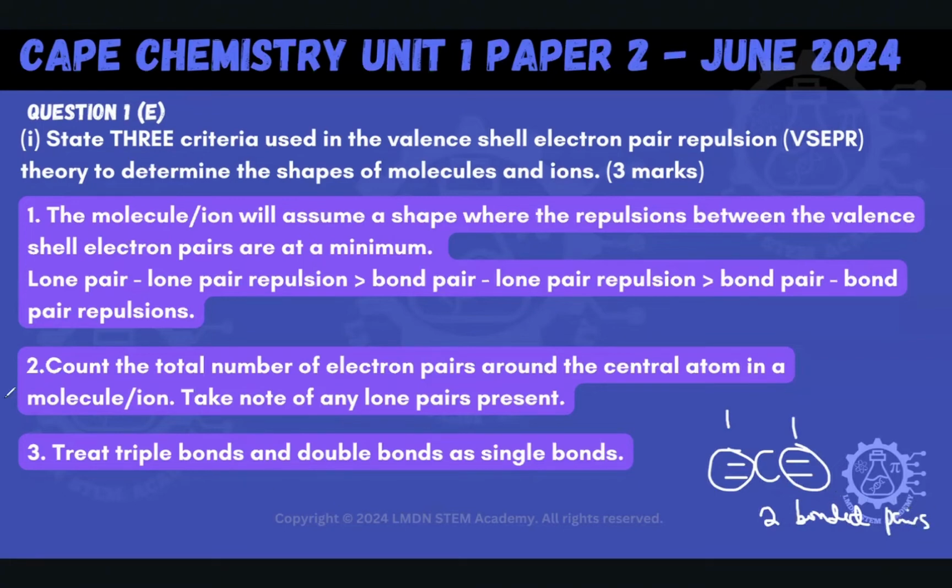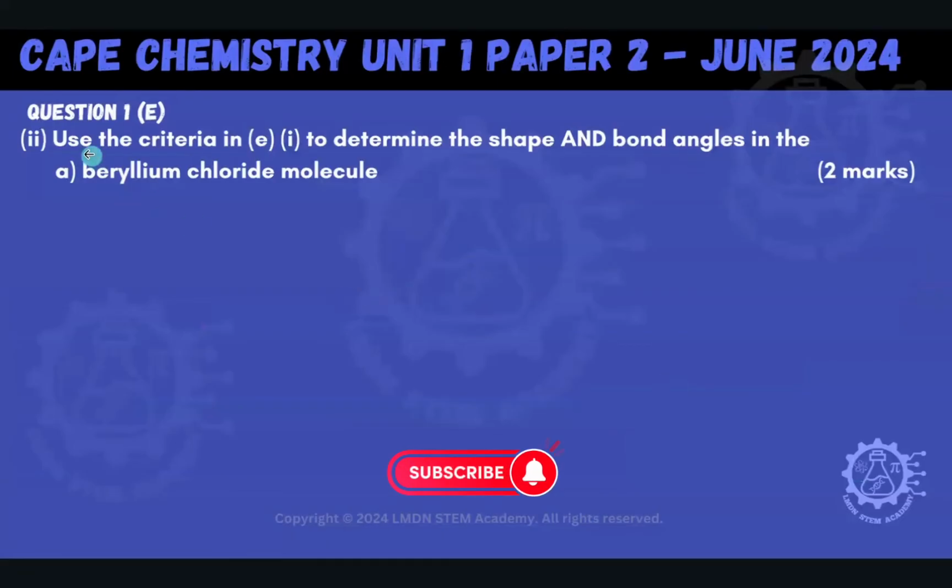All right, so let's go ahead now and see what else is being asked of us here. It says use the criteria in E part 1 to determine the shape and bond angles in the beryllium chloride molecule. So that's the first one we're going to draw. As I said, we have to draw the structure of beryllium chloride and then count how many electron pairs are around the central atom, look if there are any lone pairs, and then we can proceed from there. Now, let's draw beryllium chloride.